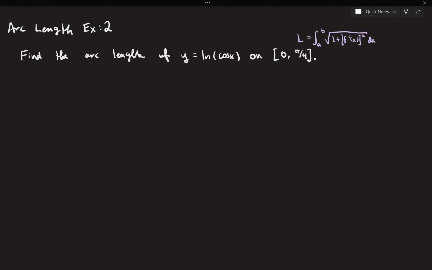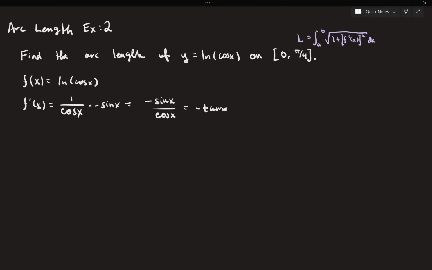All right, so my function is ln of cosine x. I got to find the derivative of it. That's going to be the derivative of ln something is 1 over that, and I got to multiply by the derivative of cosine, which is negative sine, times negative sine x. So I'll just write that cleaner as negative sine x over cosine x. And I can actually just write that as tan, so that's negative tan x.